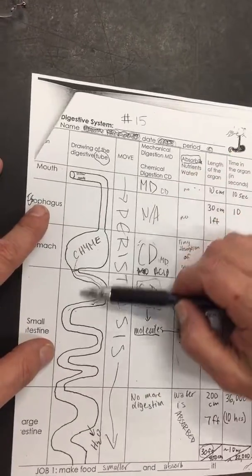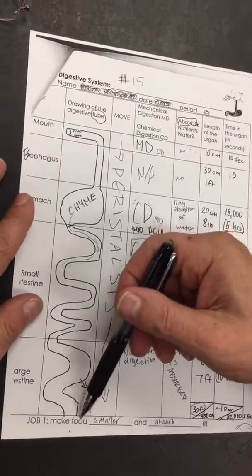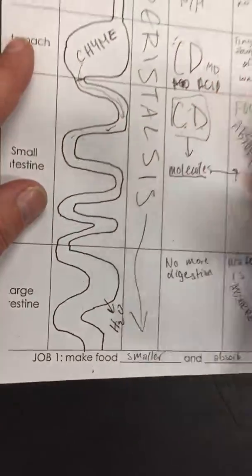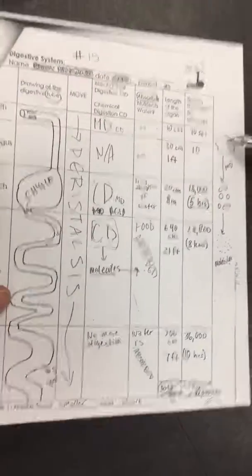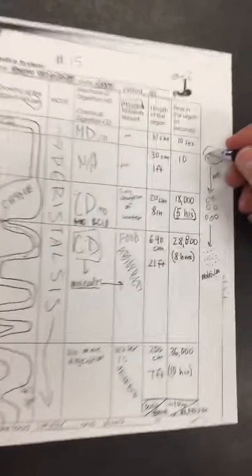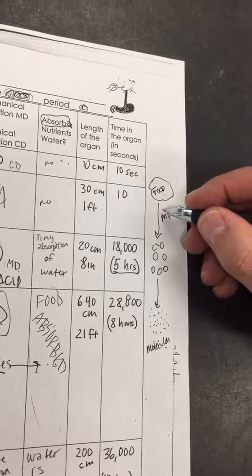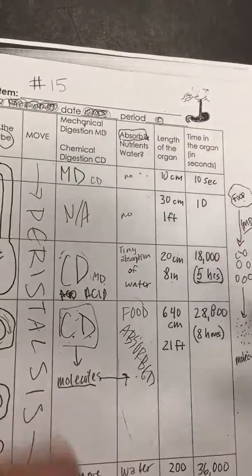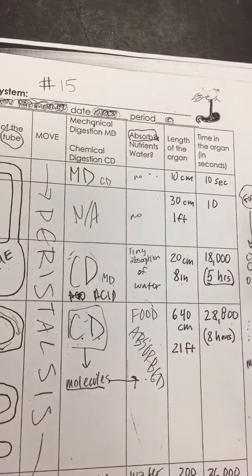Now, why do we even bother putting it in the tube? The reason we do that is we want to make food really small. It has to be small enough to get into cells. So the way we do that is we take a piece of food and we grind it up with our teeth. That's called mechanical digestion. When we grind it up with our teeth, basically smash it together and grind it into little bits.